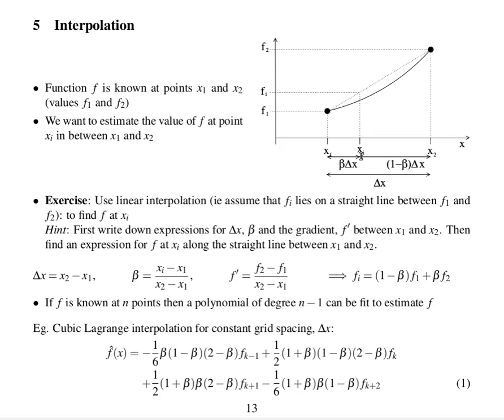So in this situation we know 2 points and we can find a linear polynomial to estimate f. If f is known at n points, then we can find a polynomial of degree n minus 1 in order to find f. And in particular, an example that's already worked out, cubic-Lagrange interpolation, if we know 4 values of f, so we know f at k minus 1, k, k plus 1 and k plus 2, this cubic-Lagrange interpolation formula gives you a function for f at any point based on those, using this value beta.